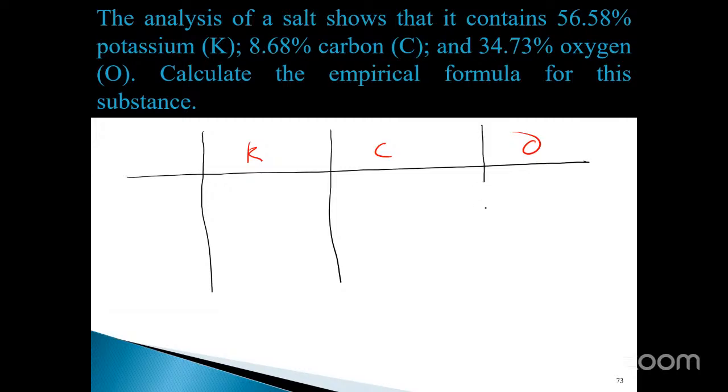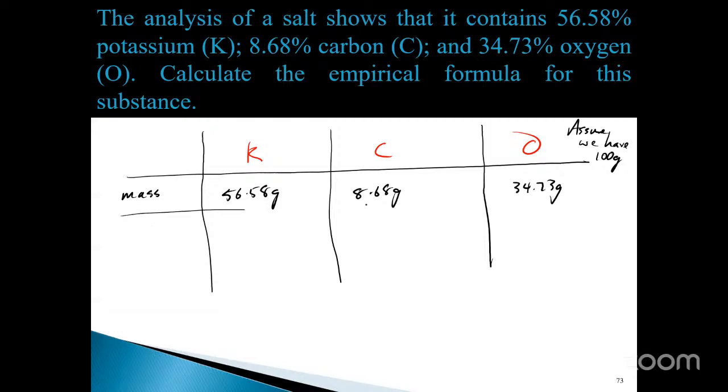So what we can do is assume that we have 100 grams of the substance, right? If we assume that, that means that these percentages would represent the mass of each element present in 100 grams, right? So basically, in this row here, where I'm going to put the mass of each element, for the potassium, I'm going to put 56.58 grams. For the carbon, I'm going to put 8.68 grams. And for oxygen, I'm going to put 34.73 grams, all right?